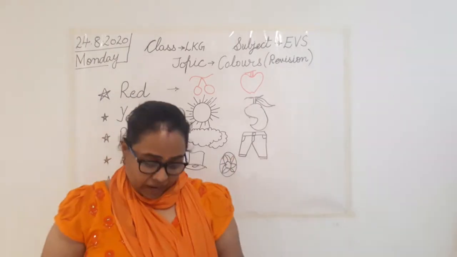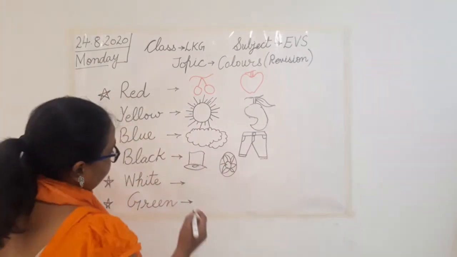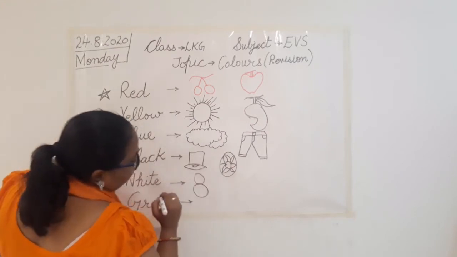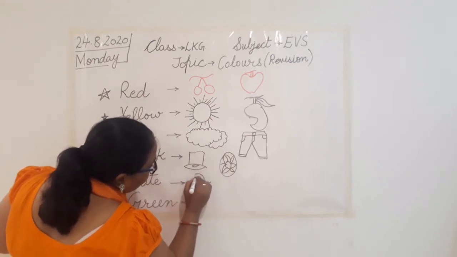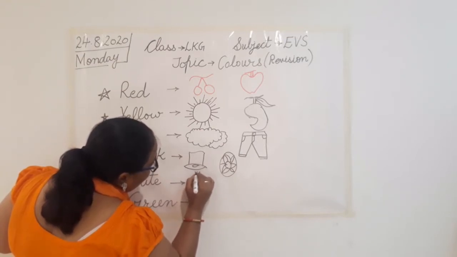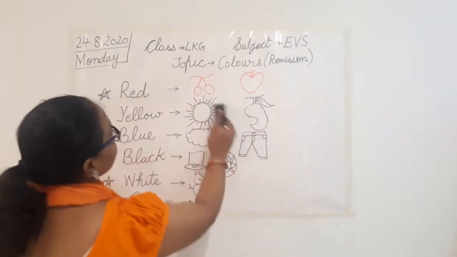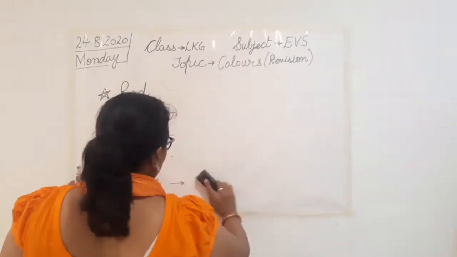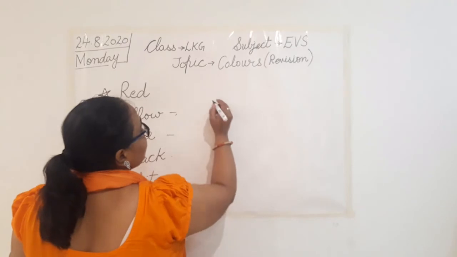So any two objects that are white in color? One is a snowman. Yes. So how to draw a snowman? First we'll make two circles. Then like this we'll make the hand, eyes, one nose and a small hat. Okay, I'll just erase and I'll draw little big one. So if we are learning to draw white color objects, we can draw an egg or a snowman.